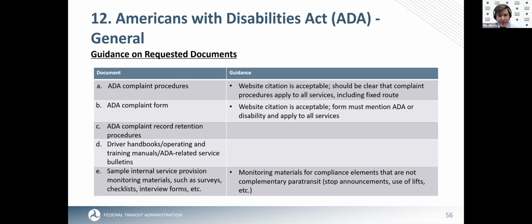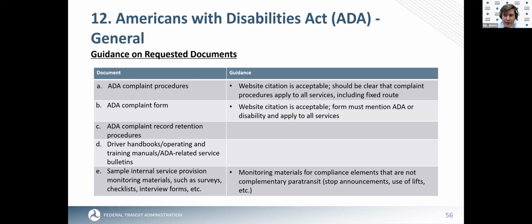Next up is the ADA complaint form. One of the requirements under ADA is that you sufficiently advertise to the public the means by which they make a complaint if they feel aggrieved under the ADA. Again, a website citation is acceptable. Again, same thing. You want to make sure that it's clear the form is talking about ADA or disability. Sometimes you see joint complaint forms that are talking about customer service complaints, Title VI complaints, ADA complaints. It's okay to use a joint complaint form, but you have to make sure that it's clearly differentiated.